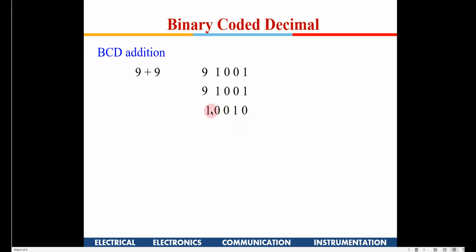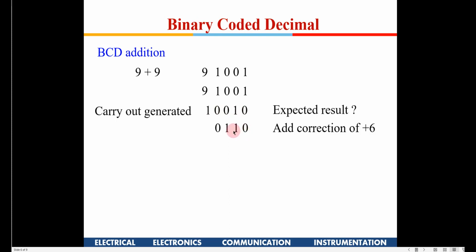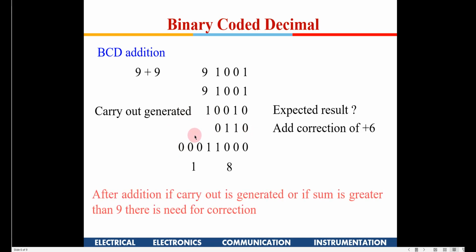Why this has happened is because this carry has been generated thinking that it has crossed 16. After crossing 16, it has gone there, whereas after 9 itself it should have crossed there. So you need to add another 6 here. If you add 6, you will get the desired result. Now it is 1 and 8, 18, 9 plus 9, 18. So there are two different conditions. One, if a carry is generated, then you need to add 6, or the second condition, if the sum is greater than 9. You have to check for these two conditions. If any of these conditions matches, then you need to add 6.